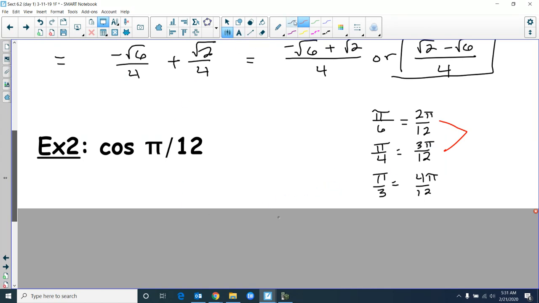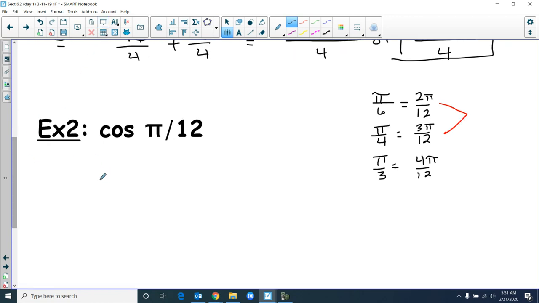So here's what I can do. I can take cosine of pi over 12, and it's going to be the same as cosine of pi over 4 minus pi over 6. And don't forget, pi over 4 is 45 degrees. Pi over 6 is 30 degrees. If you want to think of those in degrees, that's fine.